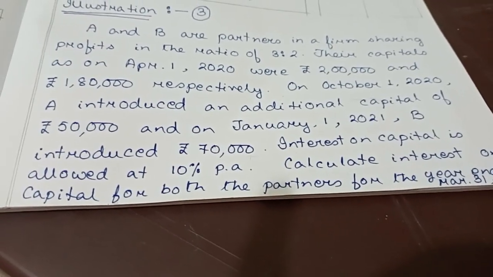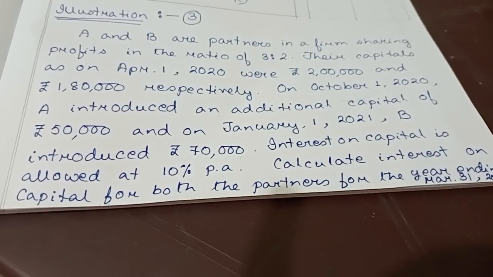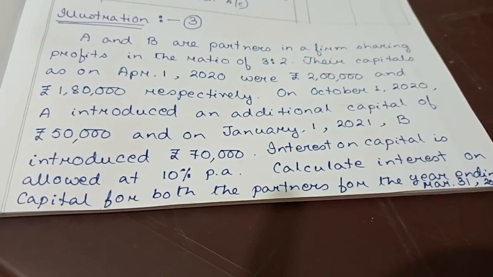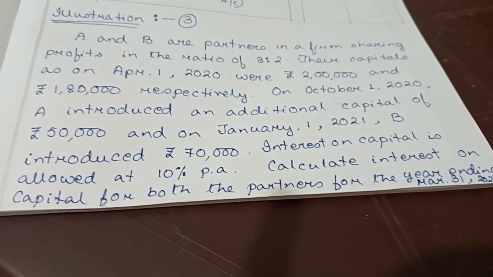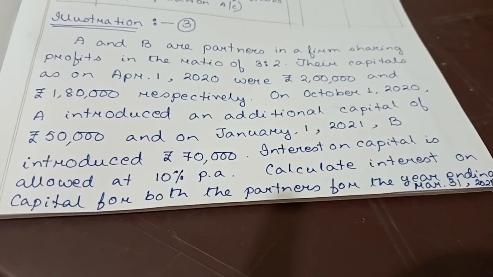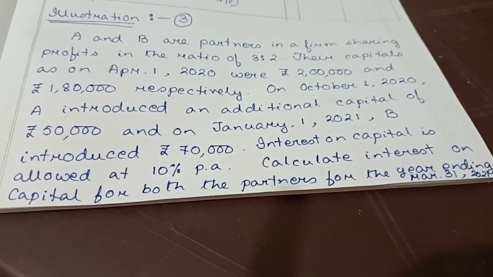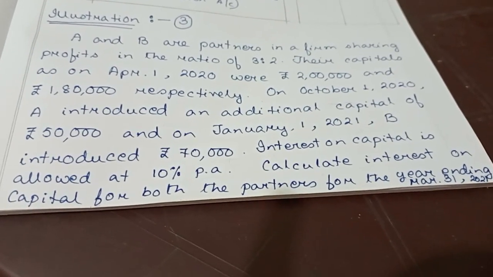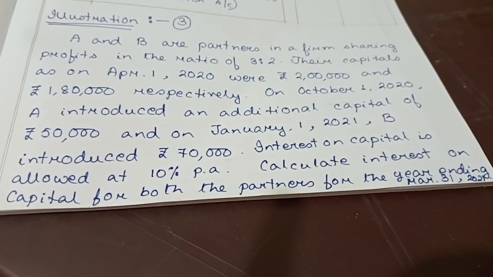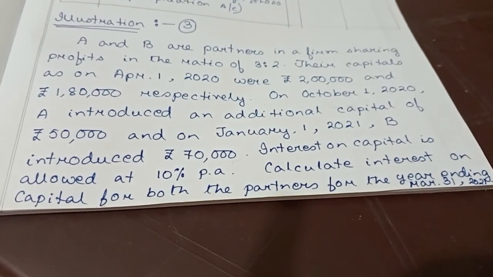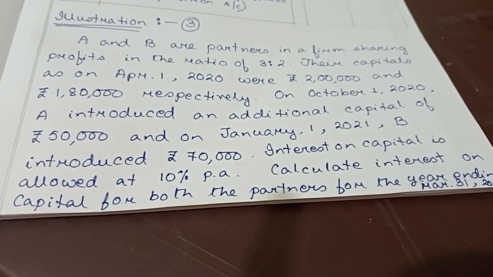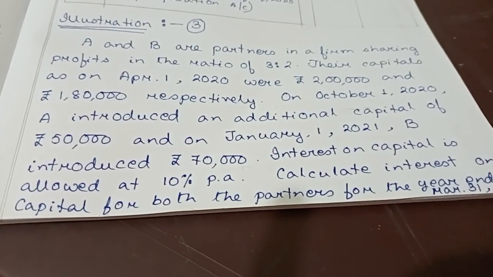You have to calculate the interest on capital on the introduced capital for 1 year, and then again you have to calculate interest on capital for additional capital, for 6 months in case of A and for 3 months in case of B, at the rate 10% per annum. So you just see how I have done the sum.